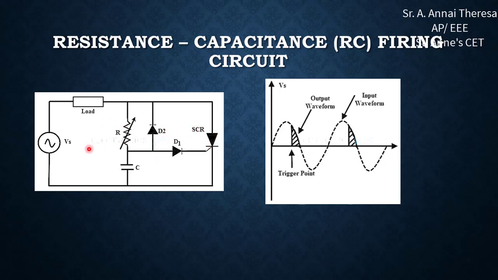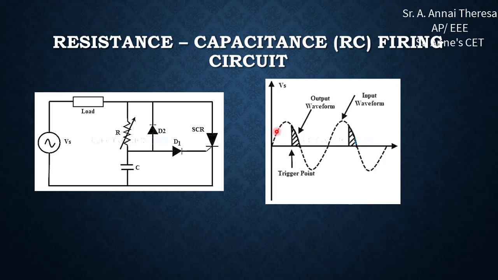By varying this variable resistance, the triggering, otherwise the firing angle, is controlled over the full positive half cycle of the input voltage. This is the supply voltage. The firing angle can be controlled from 0 degrees to 180 degrees for the whole positive half cycle of the input supply.